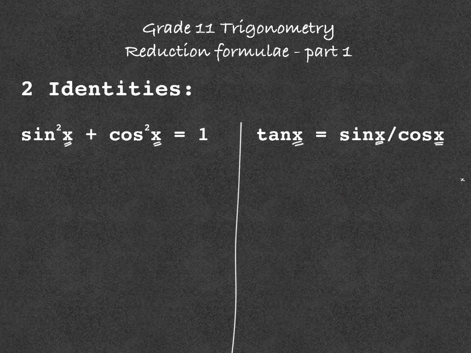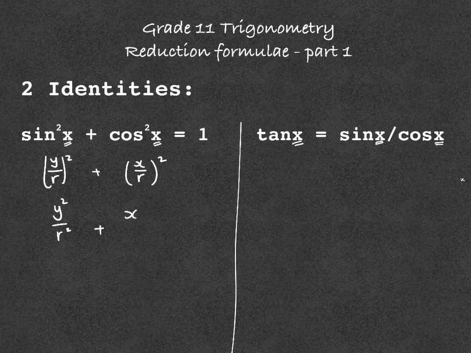Those angles must just be the same. Okay, so let's just remind ourselves why. The ratio of sine x is equal to y over r, opposite over hypotenuse, so sine squared x is y over r, all squared. Cos x is x over r, adjacent over hypotenuse, so cos squared x is x over r squared, right? So if we've got y over r all squared, that is y squared over r squared, plus x squared over r squared, okay?